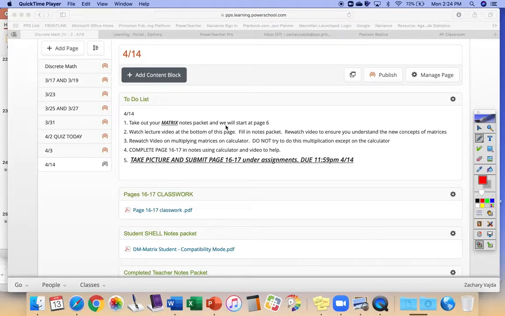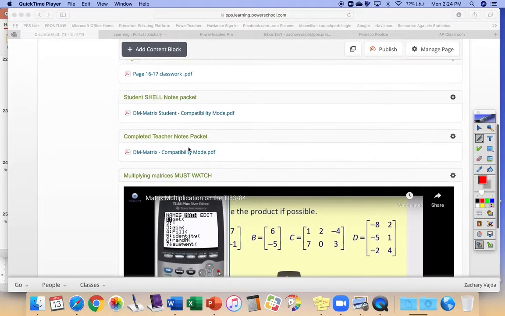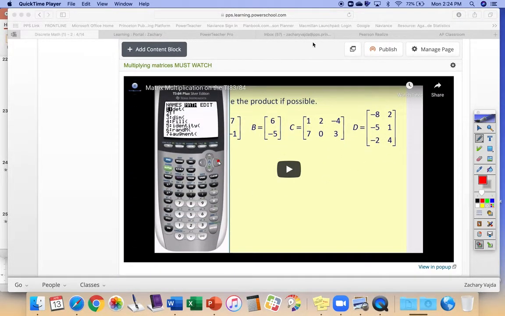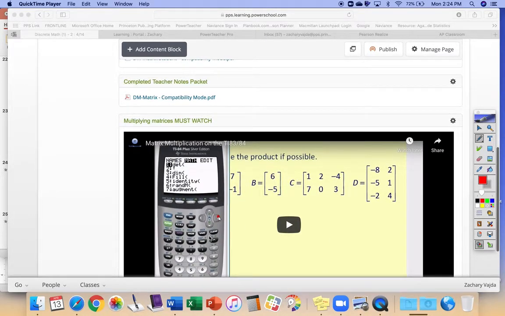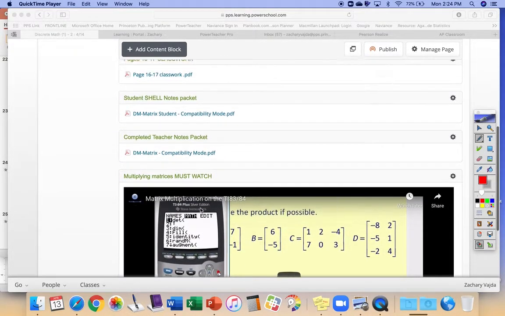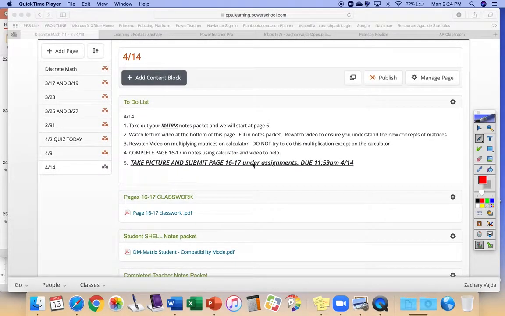I'm going to make the video lecture right here. You're going to watch this. Then after we finish the lecture, if you don't remember how to multiply matrices on the calculator, this is exactly what you need to rewatch, multiplying matrices on the calculator, because all this new topic is multiplying matrices and making matrices. And then I'm going to walk you through, and you're going to do page 16 and 17.